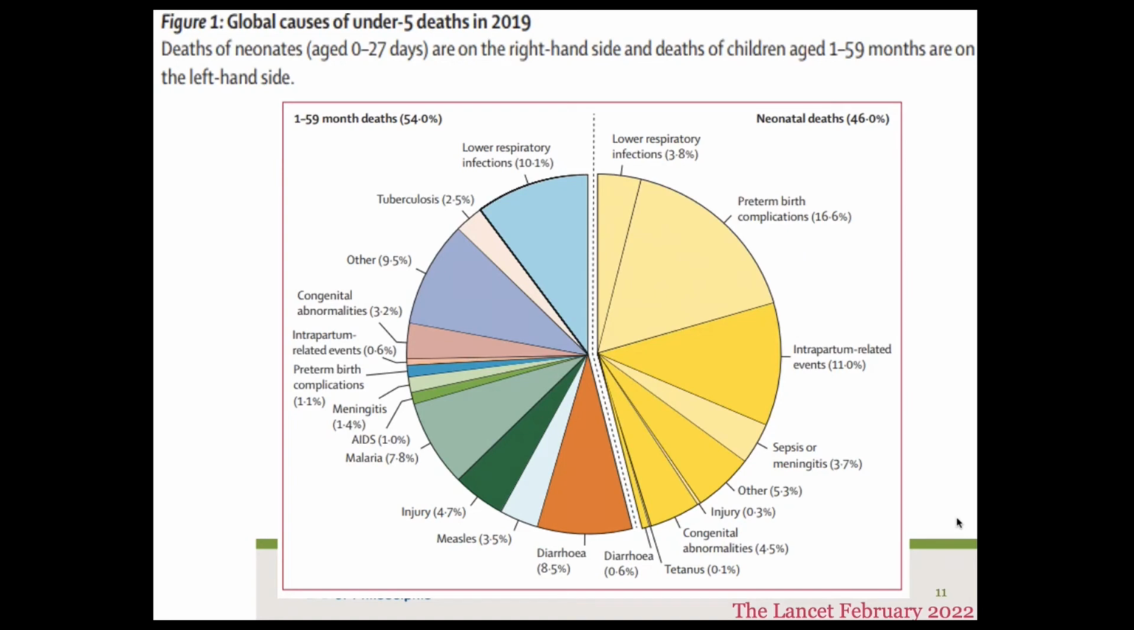And you can see the range of causes at the moment globally. Infections, preterm birth in neonates in red playing a big role, intrapartum related events, sepsis, even injury. And then going on to pediatrics, we can see lower respiratory tract infections, about 10% of cases in light blue, tuberculosis about 2.5%, malaria 7.8%, diarrhea down the bottom in orange. So these are some of the big causes of mortality and under 5 death.